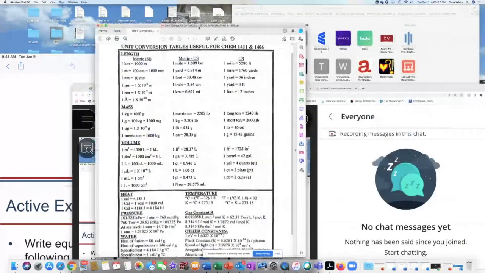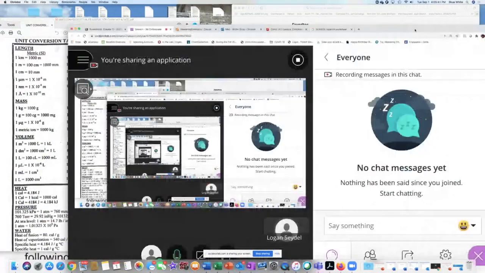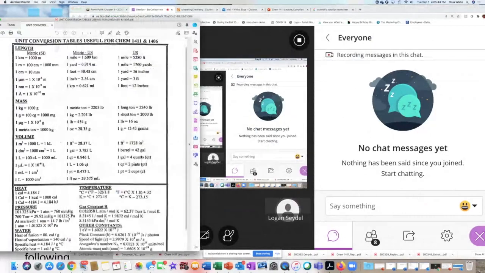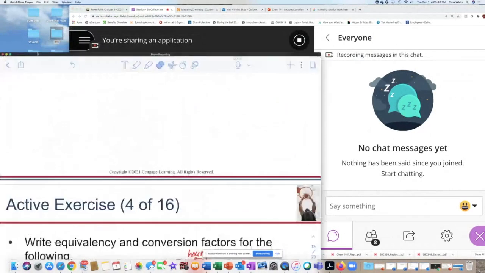Once I figure out where it is, let me put it on the side. I think it'll work better over here. I know, I'm trying to accomplish a lot. So this will be down here, and the other one will be over here.